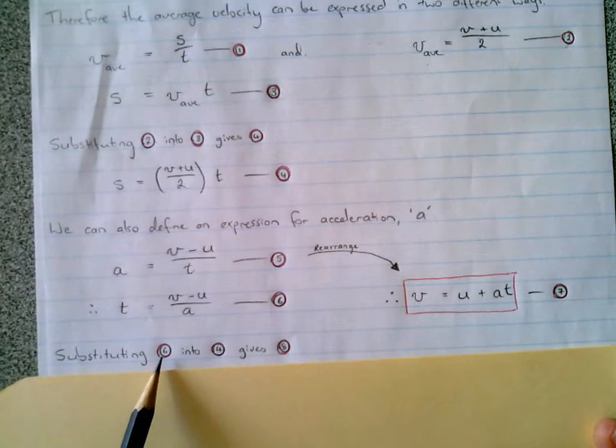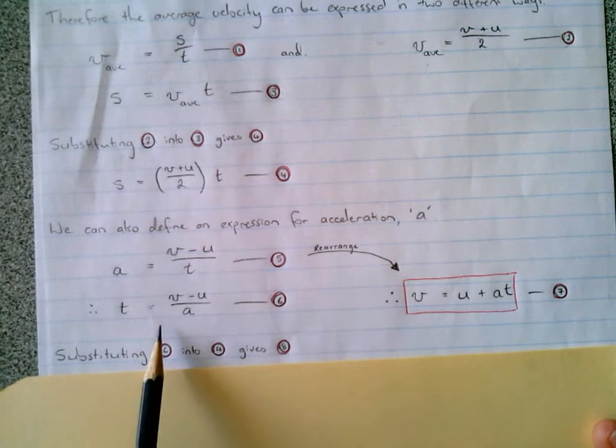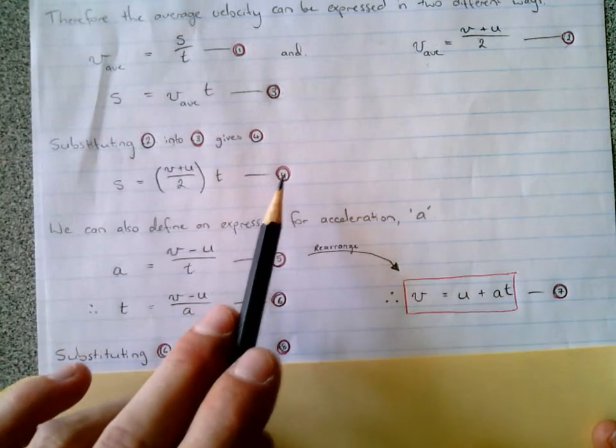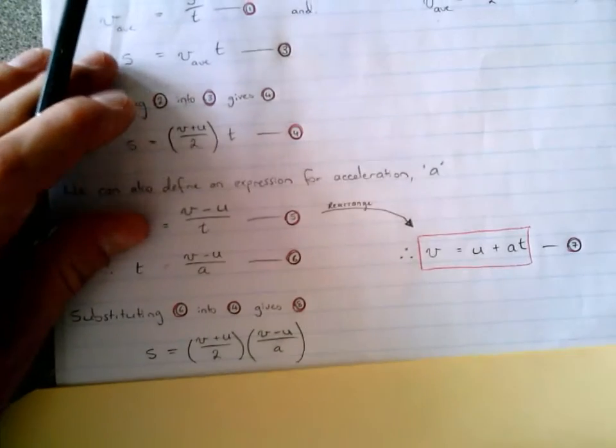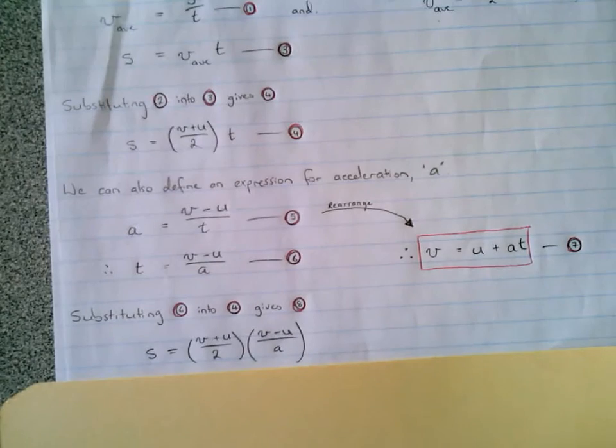Now, if I substitute this equation 6 back into equation 4, which if you look back is over here, equation 4. So if I substitute 6 into 4, it's going to give me a new equation, which I'm going to then call equation 8.